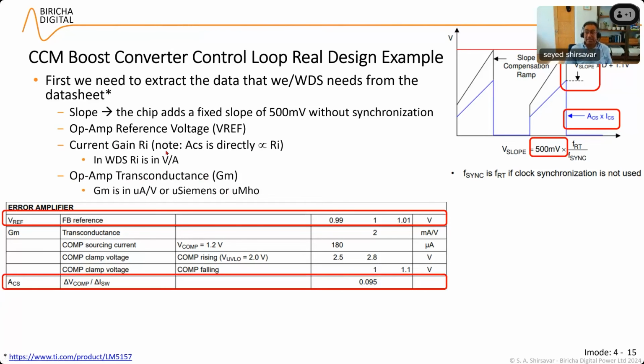And as important as everything else, it's the transconductance, given in, oh, I made a mistake, microamps per volt, or Siemens or mhos. I'm sorry, it was volts per amp on the other slide. We'll correct that in the annotation before we release the video. And the transconductance is given as 2 milliamps per volt. Yeah, and that is what we put into WDS.